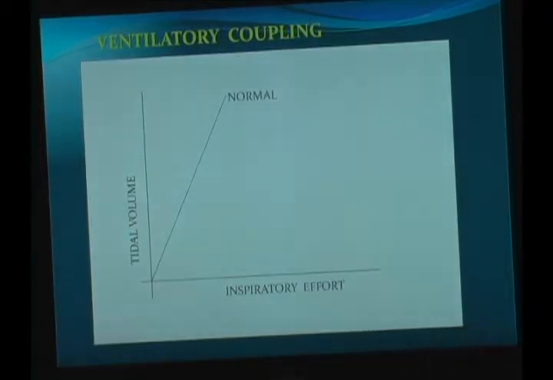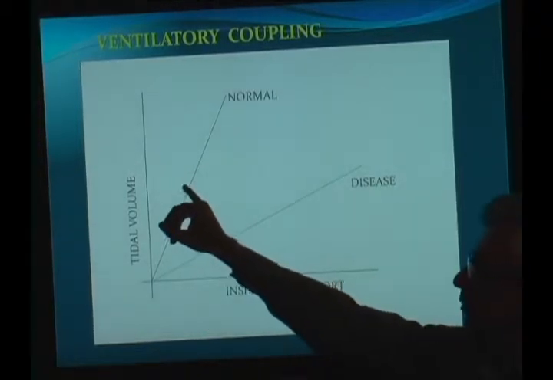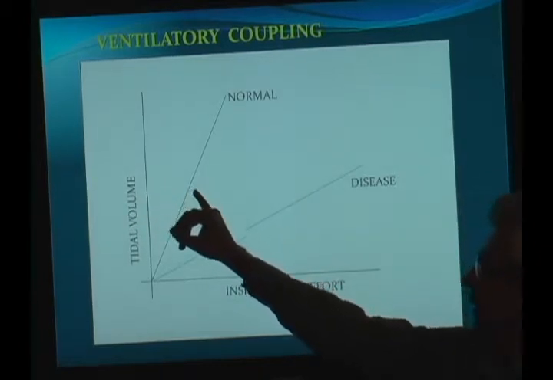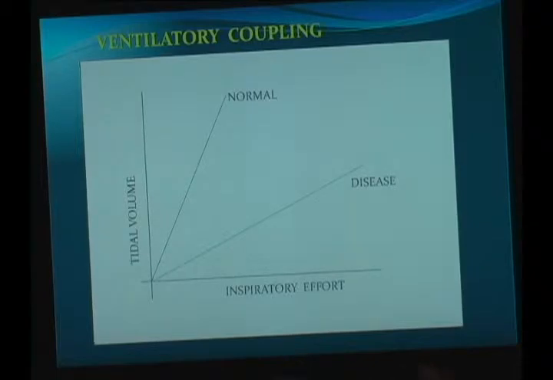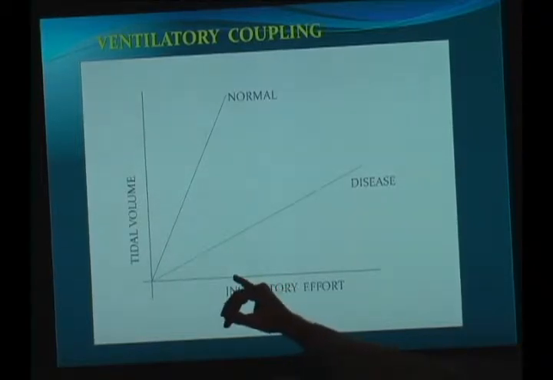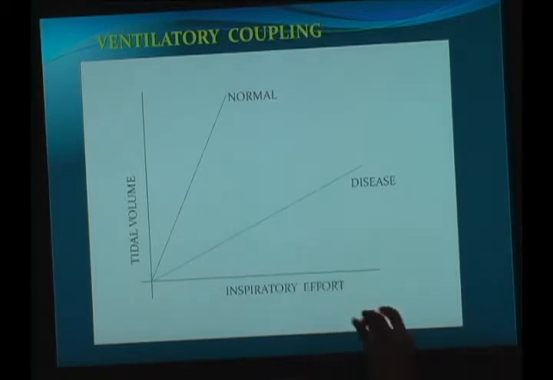Okay, but what happens with disease? With disease, the disturbance in mechanics means that for the same effort with which before you got this tidal volume, when you become ill, you get less and less volume. So then you need to make more and more effort to try to reach the same tidal volume. And what is our behavior with patients?